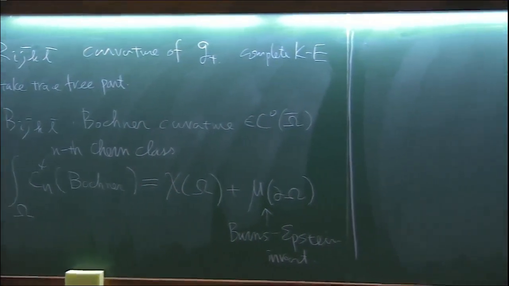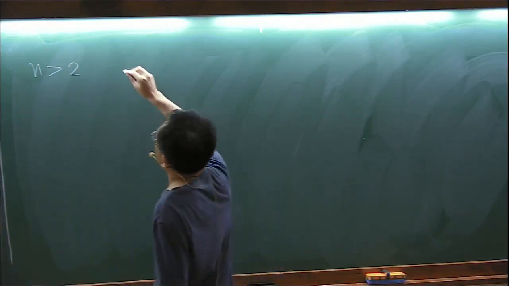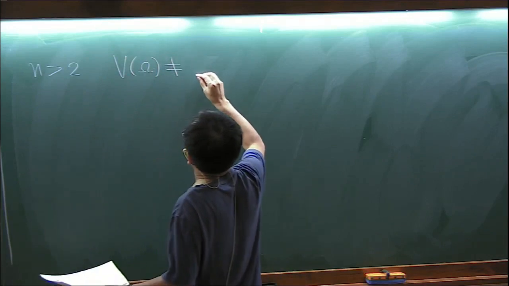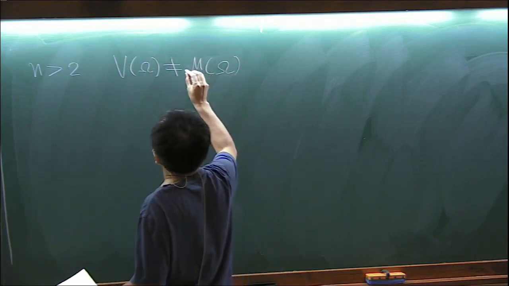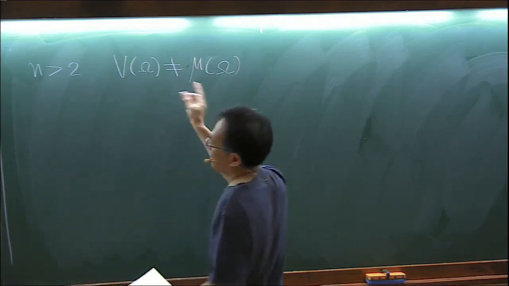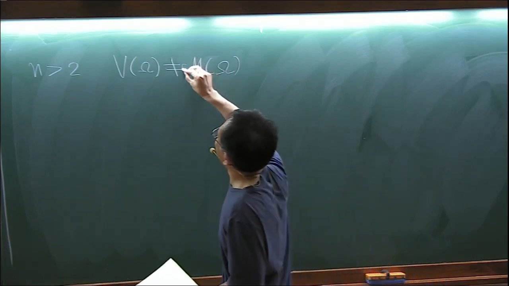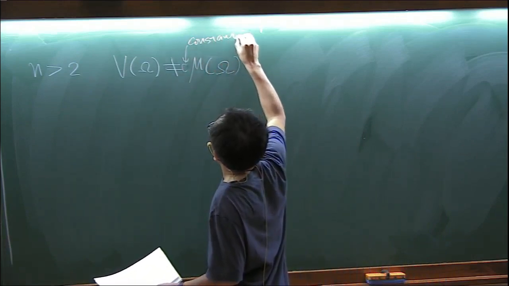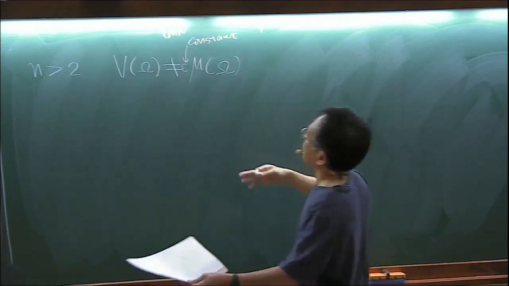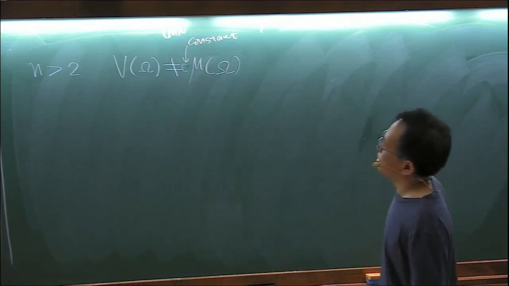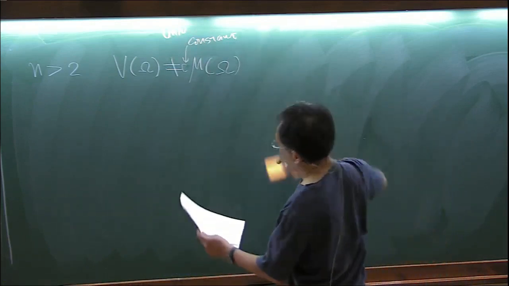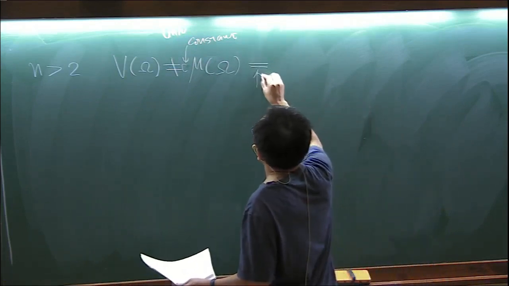But for higher dimension, this is not the same. For n bigger than 2, b omega is not equal to mu omega. I mean, maybe up to some constant, but even if you change some universal constant, these are different. There's no universal constant that makes these two invariants equivalent.